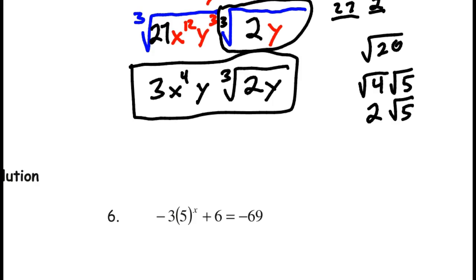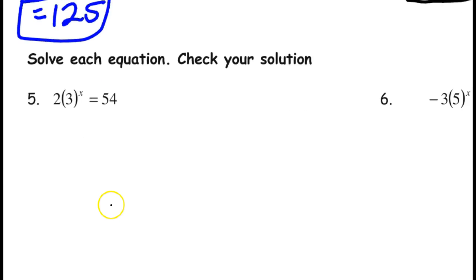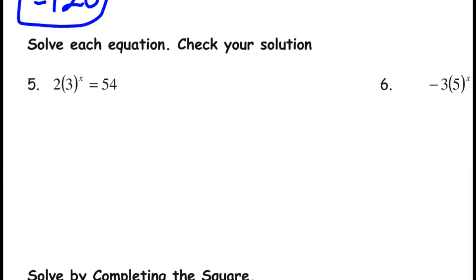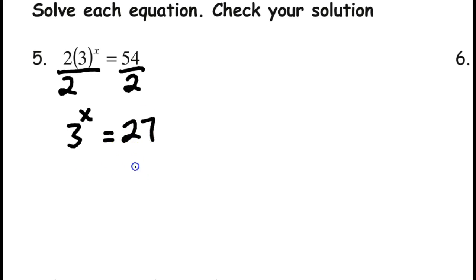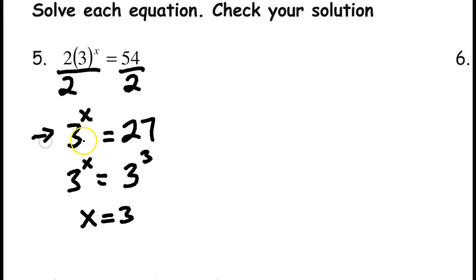All right, let's go down to solving once again. So let's take care of these coefficients first. Okay, so 54 again, popular number, divided by 2. So we have 3 to what power is 27? Right? And 27 is the same as 3 to the third power. So that way I know that x equals 3. Okay? So it's just asking, really right here, 3 to what power is 27? Well, that's 3 times 3 times 3. So the answer is 3.